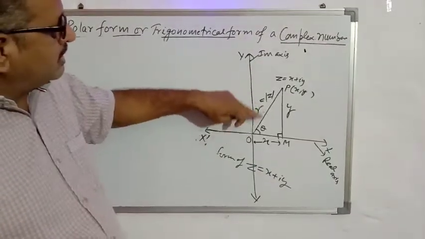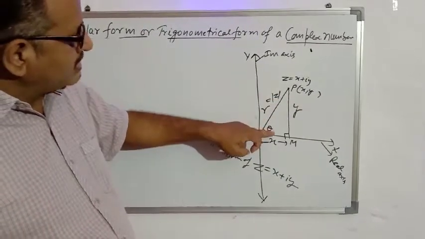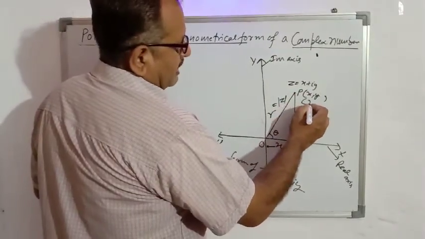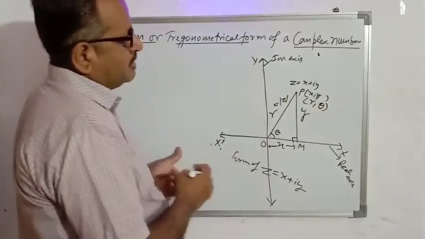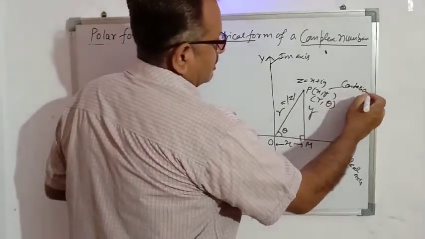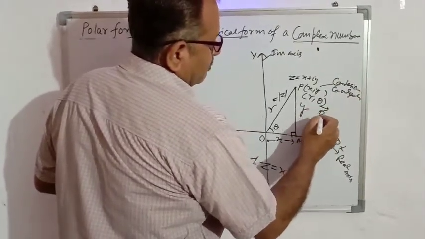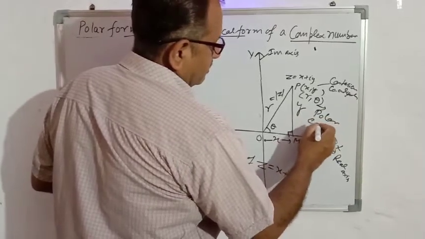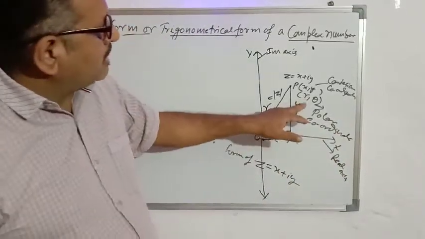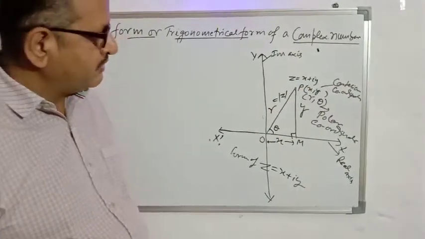We see that length OP represents mod of Z, it is r, and it makes angle theta with the x-axis. So another coordinate of P we can write as r comma theta. This is called Cartesian coordinate, and this is called polar coordinate. This r comma theta is the polar coordinate of P, and x comma y is called the Cartesian coordinate of P.